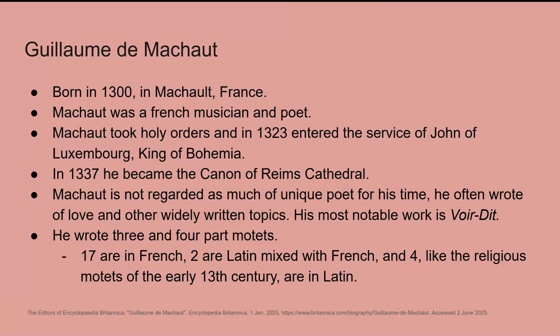Machaut took holy orders from the Pope and in 1323 entered the service of John of Luxembourg, King of Bohemia. In 1337, he became the canon of Reims Cathedral, and Machaut is not regarded as much of a unique poet for his time. He often wrote of love and other widely written topics, and his most notable poem, or piece of work in general, is Bordeaux.